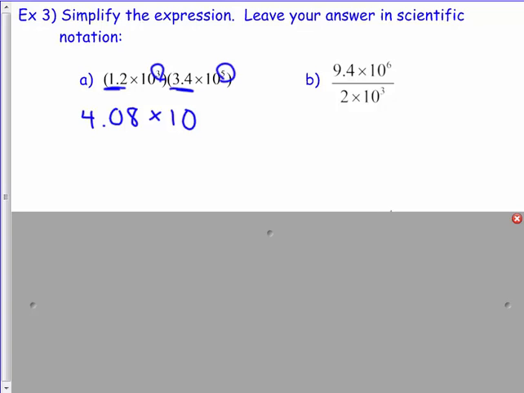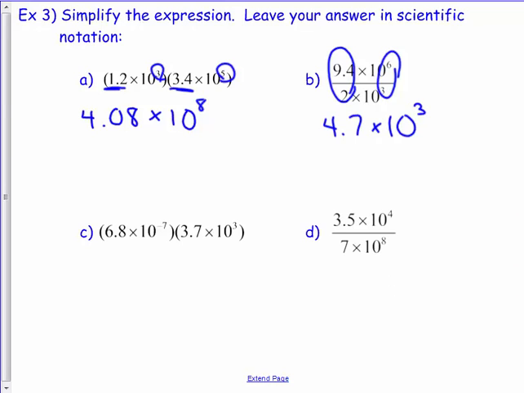Now I look at my exponents. 10 to what power, 10 to what power, I can add those together, so that's going to be 10 to the 8th. In B, I'm going to take 9.4 divided by 2, that's 4.7, and now when it's a quotient, I subtract these. So 6 minus 3 is 3 there.